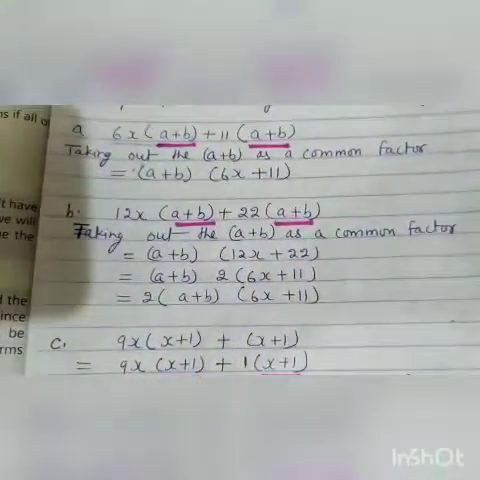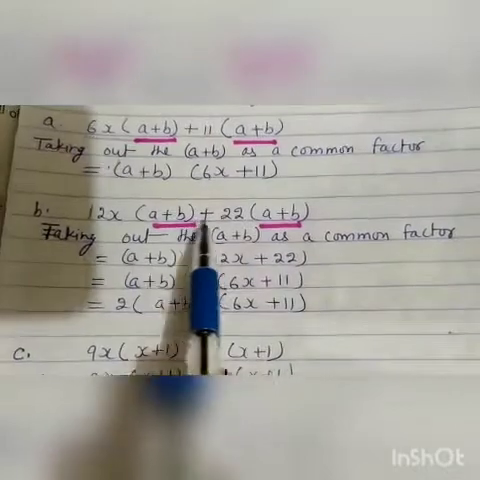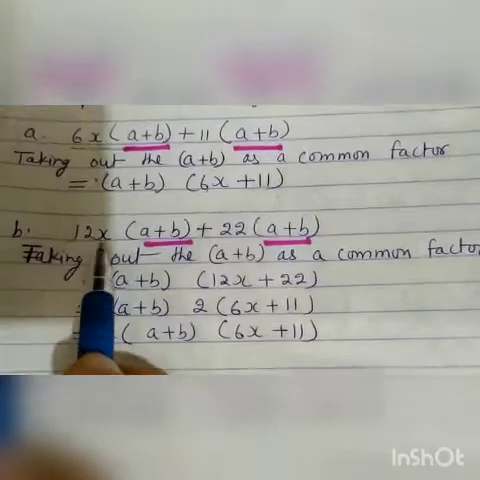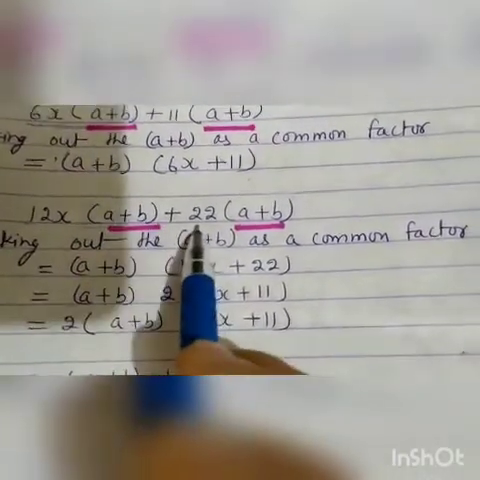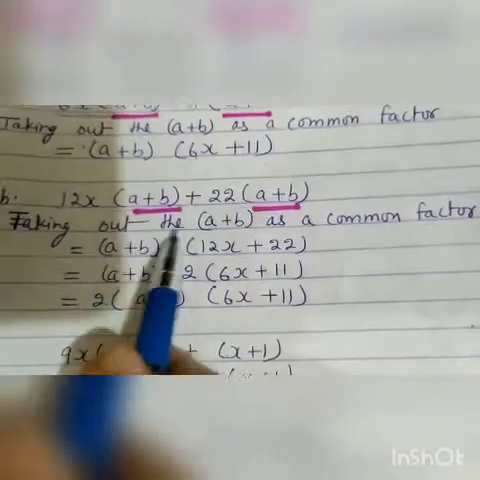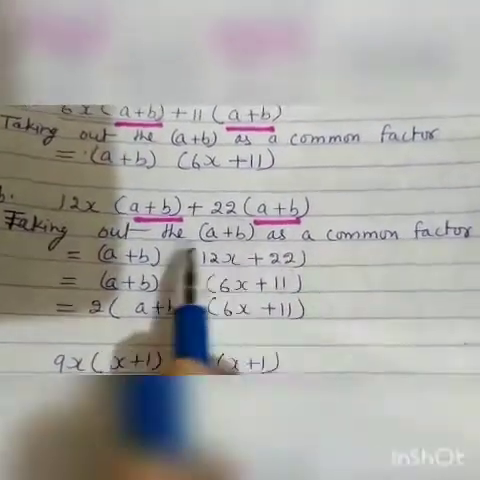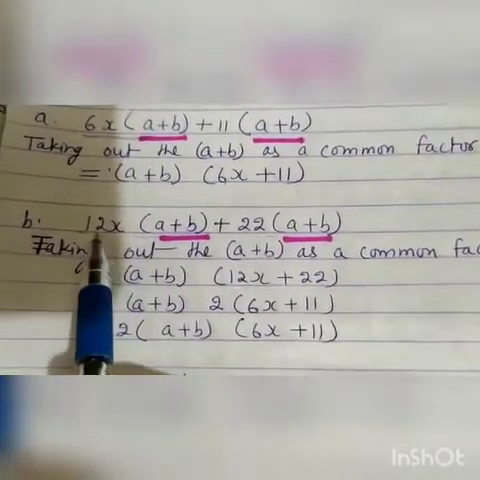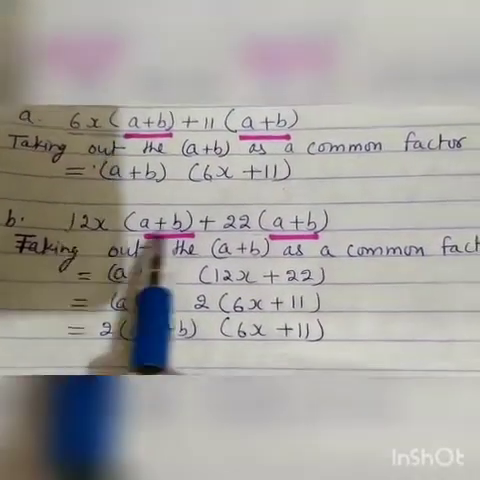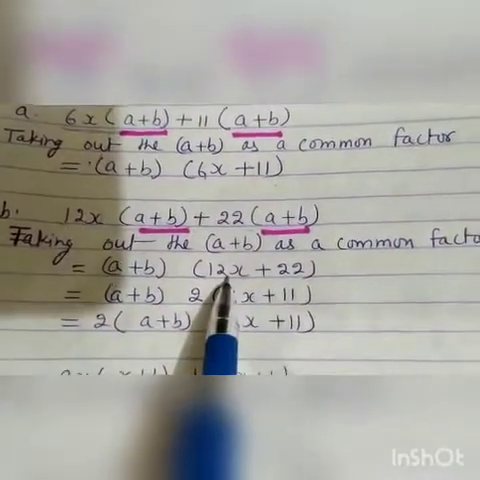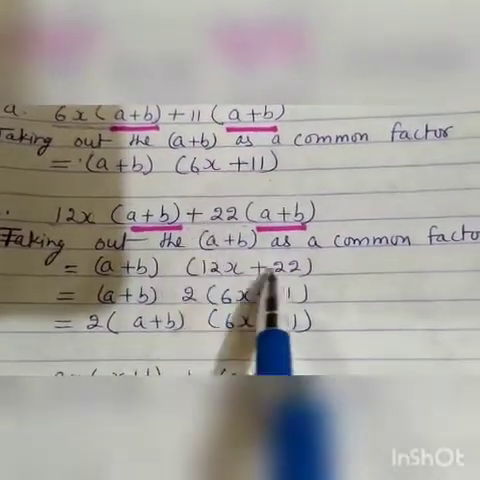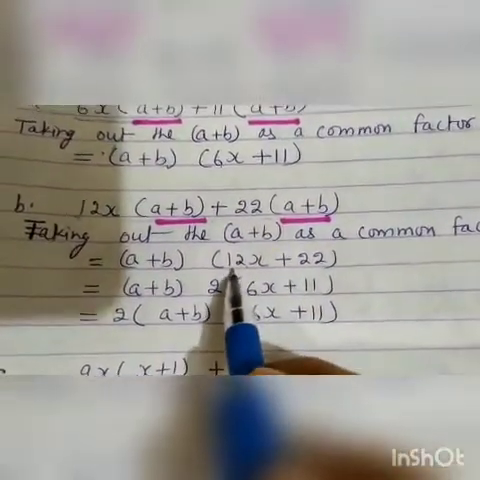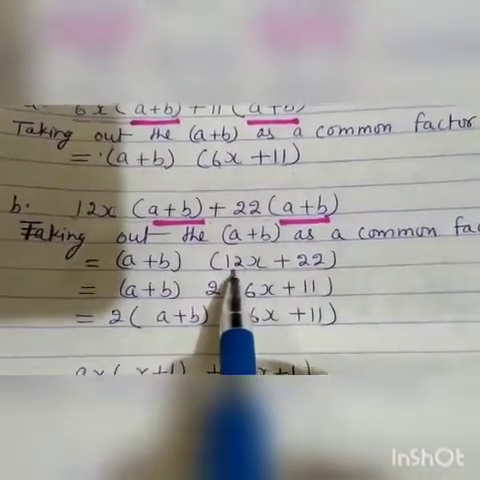Next part, B part. 12x (a plus b) plus 22 (a plus b). Again see, there are two terms. First term from here to here, and second term from here up to here. Taking out a plus b as a common factor, we write this common factor as a plus b. Then what is left from the first term? 12x is left. Then in the second term what is left? Plus 22 is left.